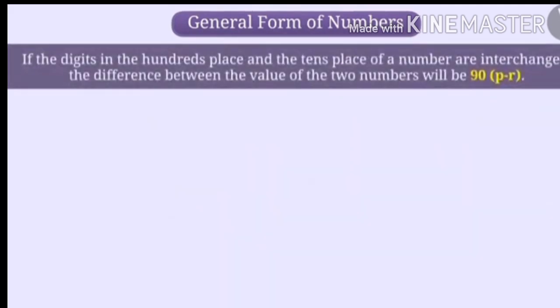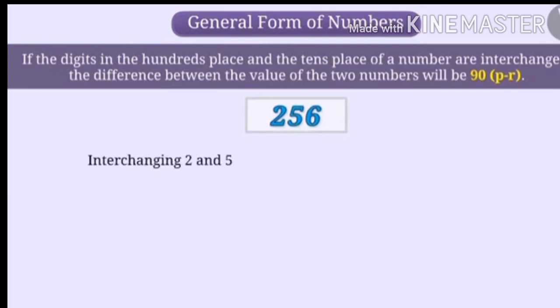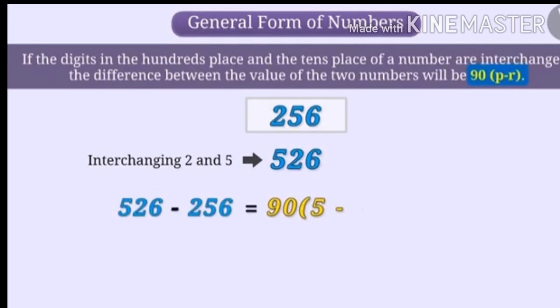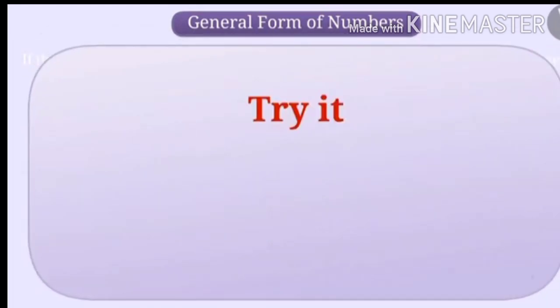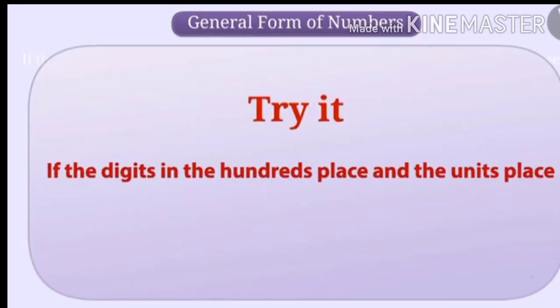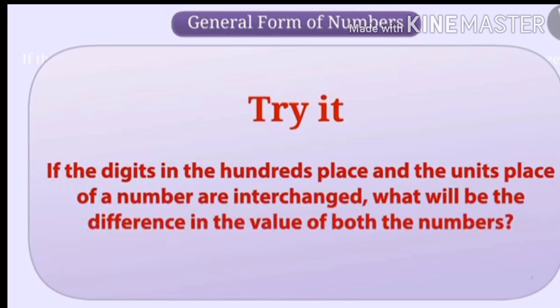For example, if we want to find out what will be the difference between 256 and the number obtained by interchanging the digits 2 and 5 of 256, we can find it by 90 in brackets 5 minus 2, which will be 90 into 3, which is equal to 270. In the same way, you can tell if the digit in the hundreds place and units place changed mutually, then how much difference will be there in the value of the number.